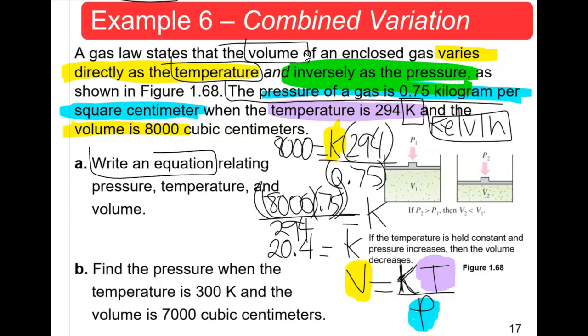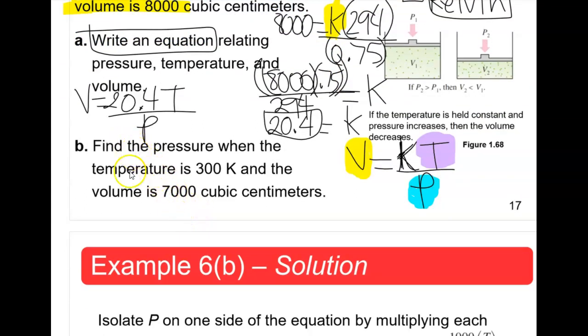So the equation that we're going to use is the volume is equal to that constant that we just found, 20.4, times the temperature divided by the pressure. And that will be the answer for part A. Part B is asking us to find the pressure when the temperature is 300 degrees Kelvin and the volume is equal to 7,000. So you have to be very careful about what you're substituting and what you are looking for. In this case, pressure is the question.